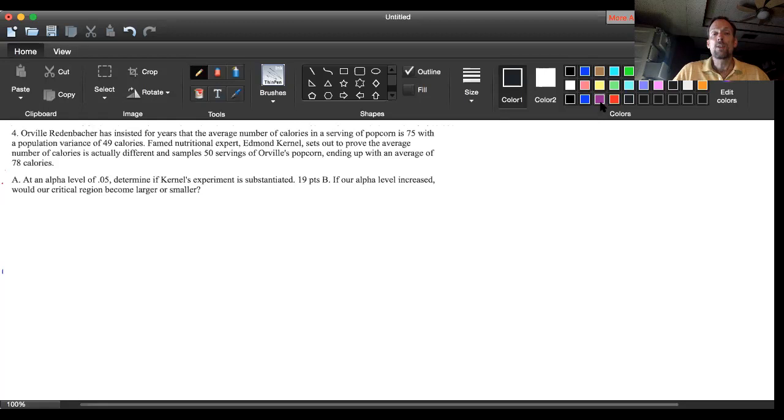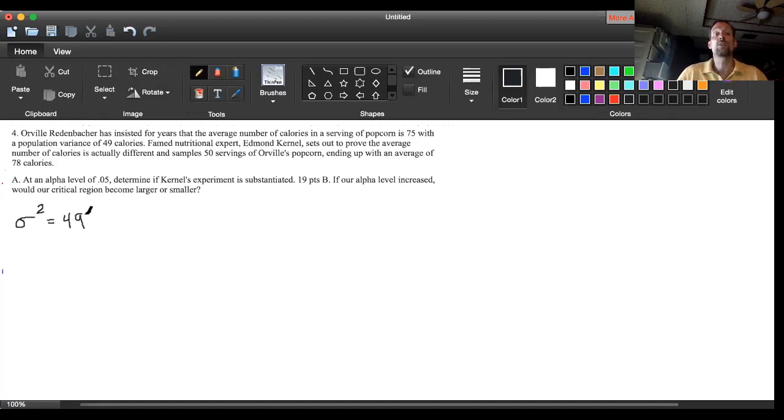So first thing that we're thinking about, just like in the last video, is we want to track down where the standard deviation came from, because that's going to drive whether or not we use a z-test or a t-test. And in this case, they're telling us population variance of 49 calories. So two important pieces of information we get from that right away. First is we know that the population variance is 49. So we have to be really careful, and we need to put in that this is the variance.